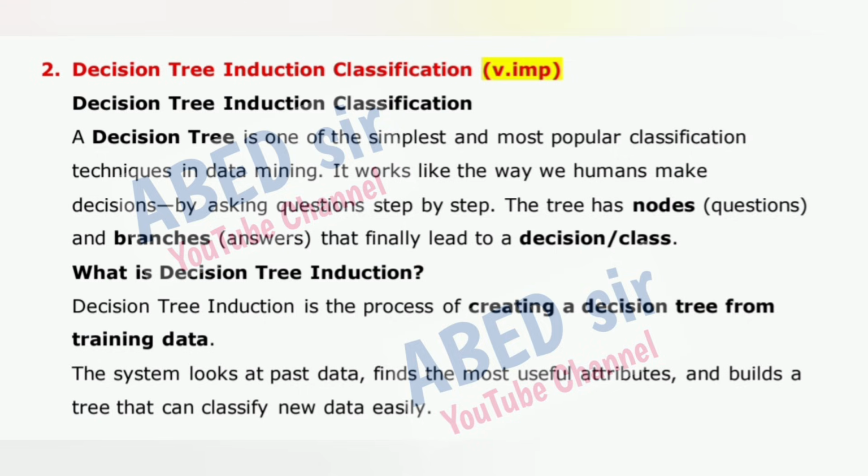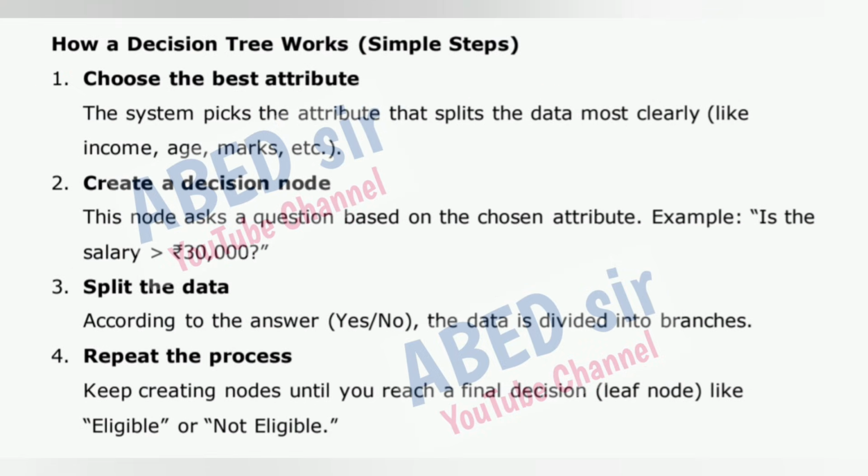What is decision tree induction? Decision tree induction is the process of creating a decision tree from training data. The system looks at past data, finds the most useful attributes, and builds a tree that can classify new data easily. How a decision tree works? Simple steps. 1. Choose the best attribute.